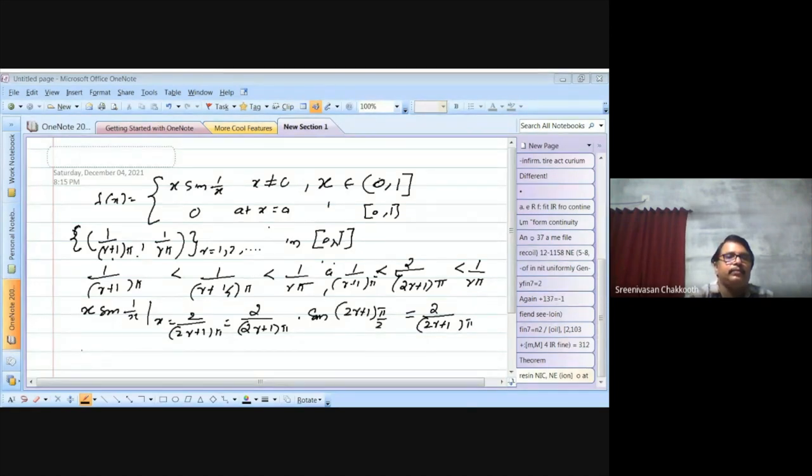Again, x sine 1 by x at x equal to 1 by (r plus 1) pi is equal to 1 by (r plus 1) pi into sine of (r plus 1) pi, which is equal to 0.